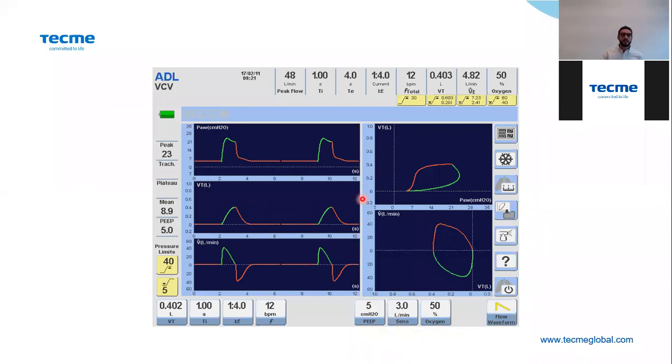Because it is an assist control mode, you set a frequency here, and also you are setting an inspiratory sensitivity. In this case, the inspiratory sensitivity is set by flow. Here you can see it's liters per minute, so this is flow sensitivity. If you double tap here, you can change from flow sensitivity to pressure sensitivity. Perfect.